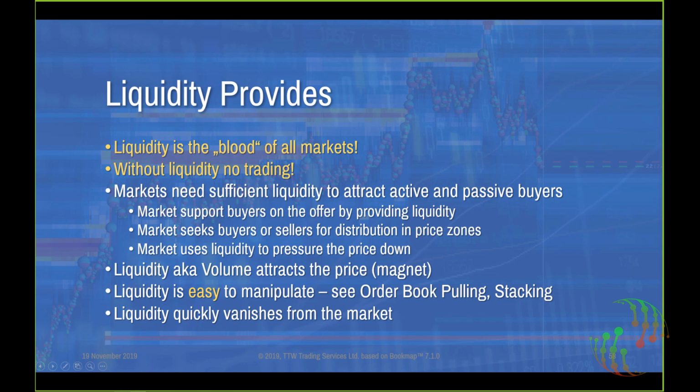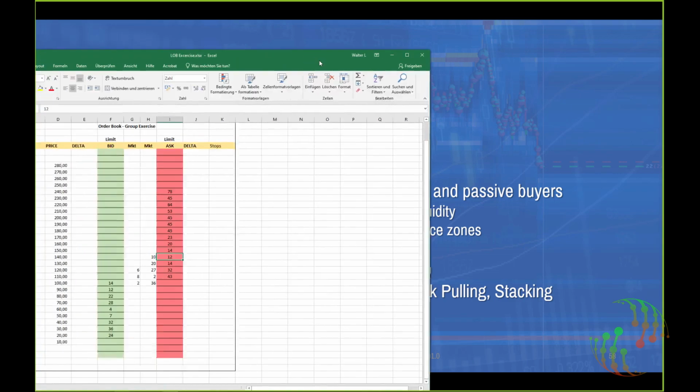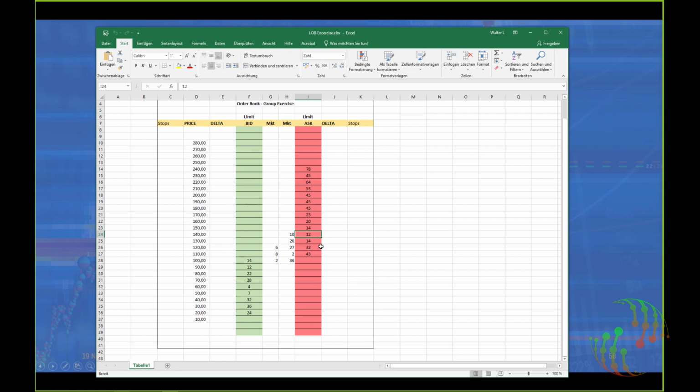Market uses liquidity to pressure the price down or up. I must correct this one. So if you have the imbalance on this side, the market is probably going down, and otherwise if you have the imbalance on this side and a thin ask side, the high probability is that the market is going up.